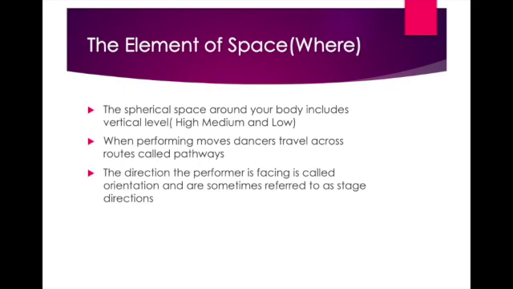Space can be viewed in a couple of different ways. One of them is the vertical level at which the movement is happening. So when we speak of high, medium, and low, we're going to think vertically. Medium level would be anything that's performed at the dancer's natural height. Low would be anything that takes that dancer closer to the ground. And a high level would be anything that takes that dancer up towards the sky. So we have vertical level.